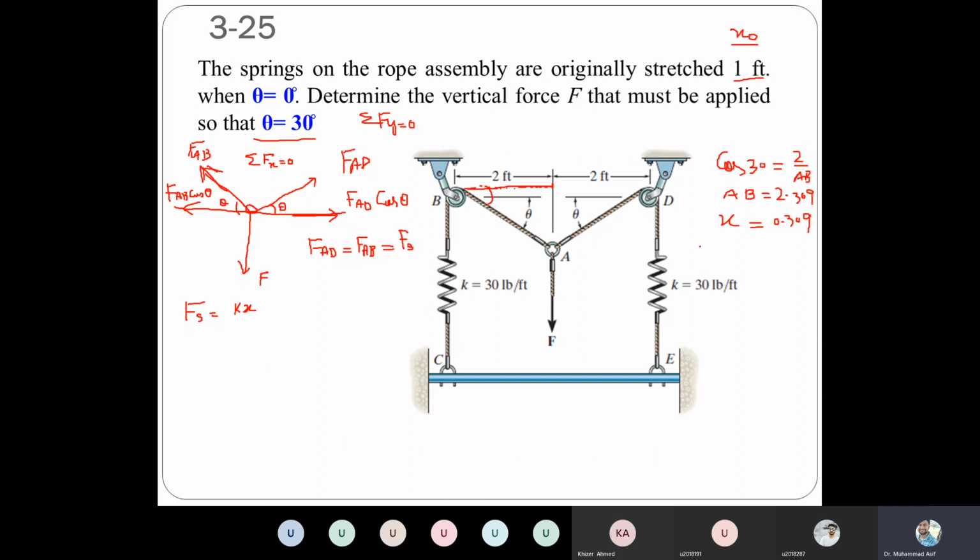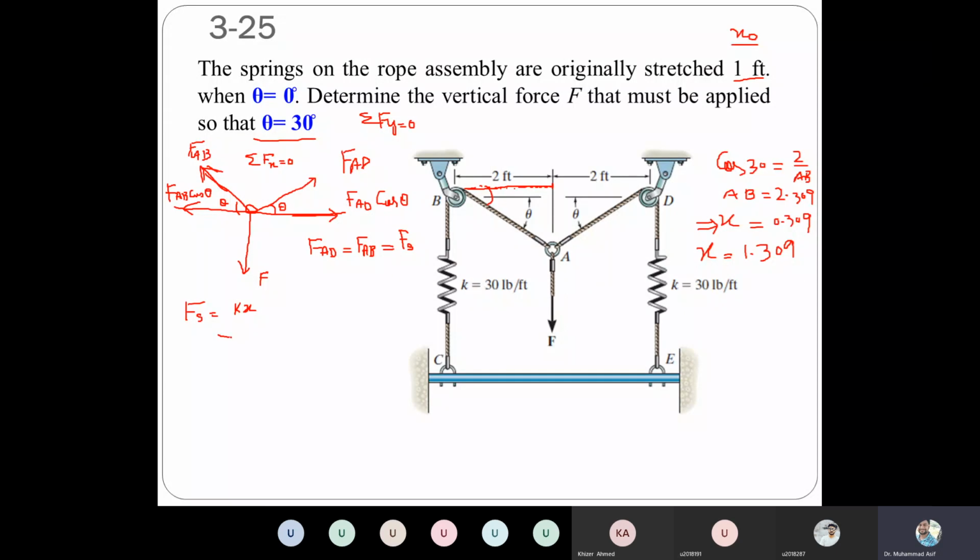So what is the total stretch now? When the angle was 0, how much was the stretch? Initially, the stretch when the angle was 0 was 1 foot. When the angle is 30 degrees, the additional stretch is 0.309. So the total stretch is 1.309.